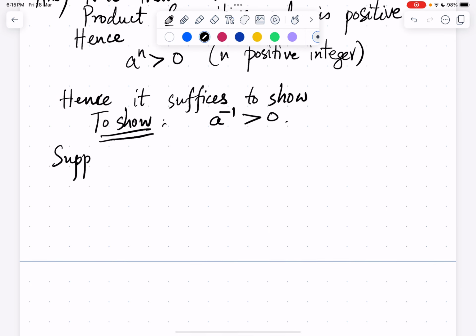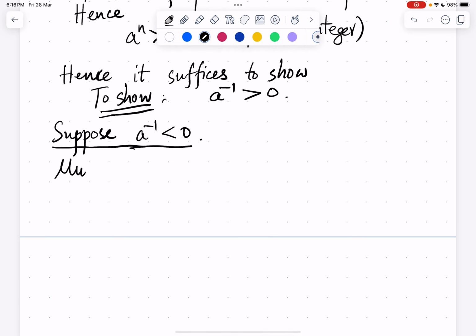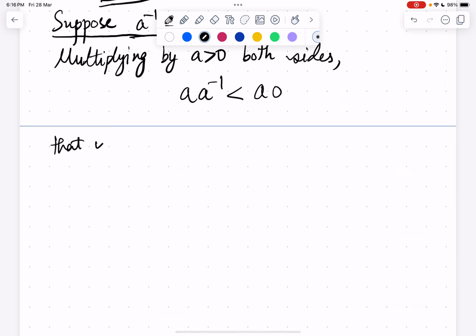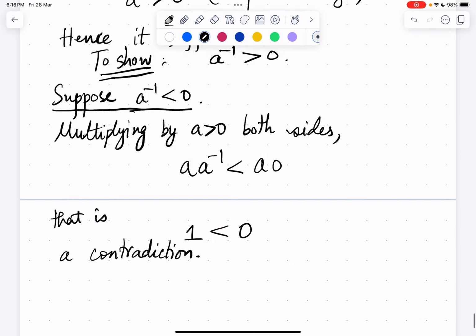Suppose a inverse is negative. Multiplying both sides by a greater than 0. Since a is positive, we can multiply by a greater than 0 on both sides. We have a times a inverse is less than 0, a times 0, that is, 1 is less than 0, a contradiction. So if we assume a inverse is less than 0, we get a contradiction.